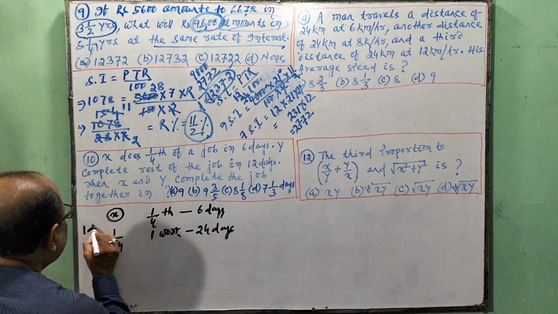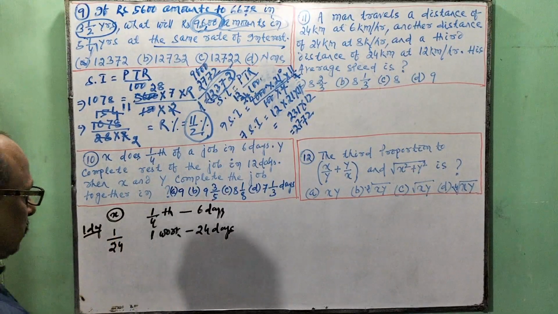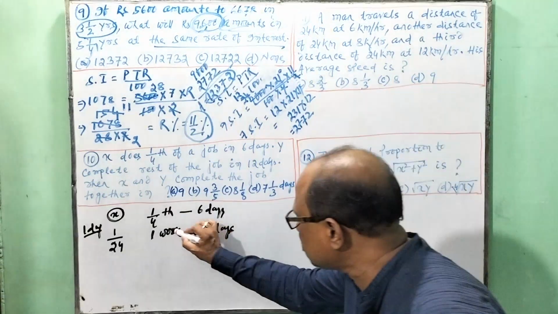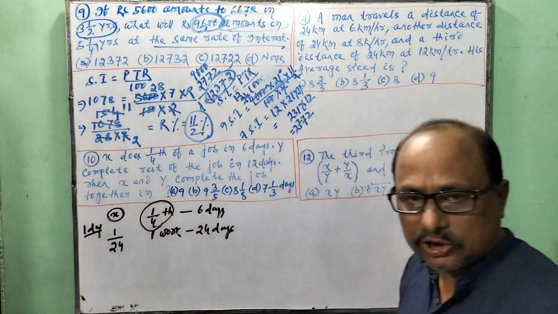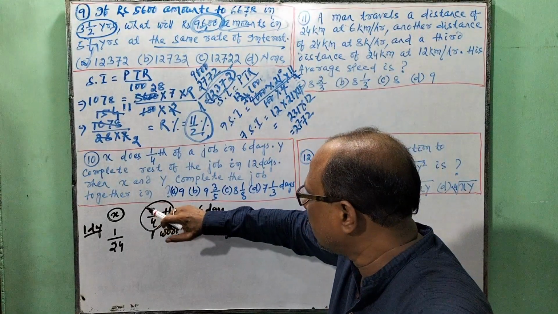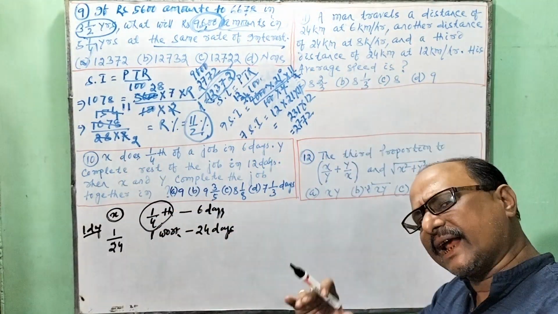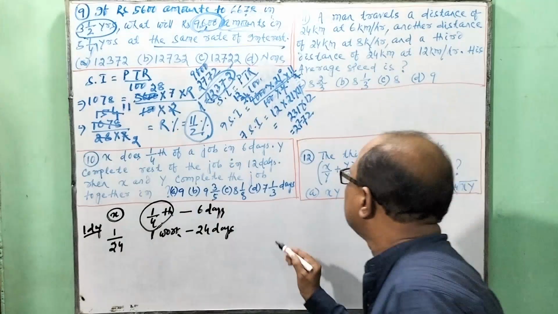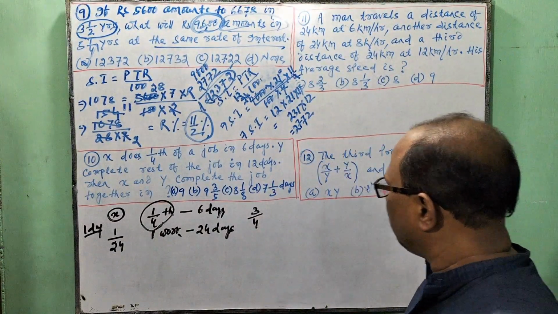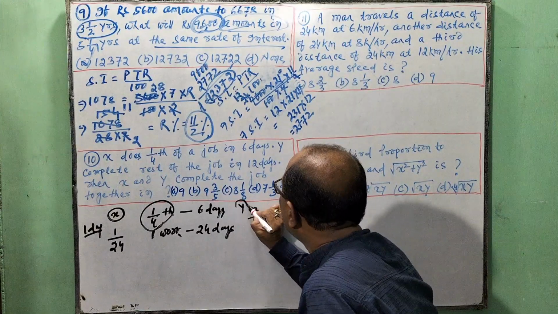Next, Y completes the rest of the job. The job is 4 parts, 1 part X has done. So the rest, 3 parts, 3/4, is done by Y.